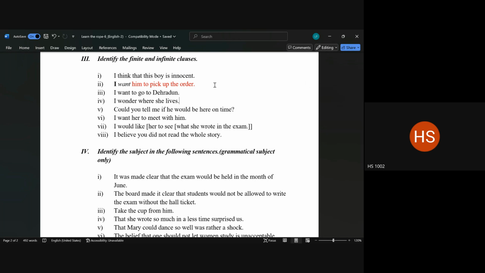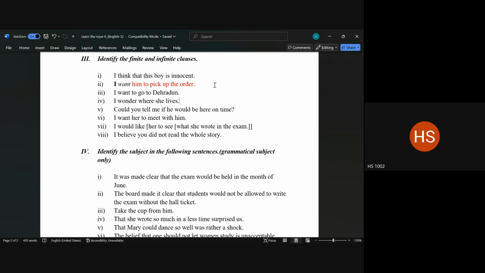Okay. Then fourth one, I wonder where she lives. Finite. This is finite because you have a question clause, where she lives, and tense is appearing in the sentence. So in your subordinate clause, which is a question clause in this case, where she lives, a question clause which is also a noun clause, since lives is in present tense, it carries a tense, right? So this one is a finite subordinate clause.